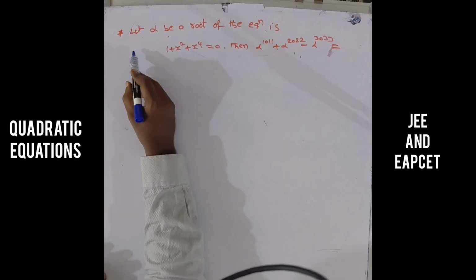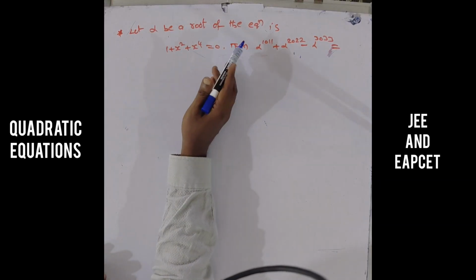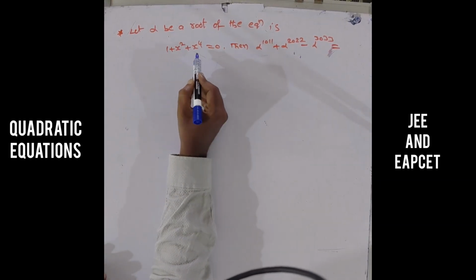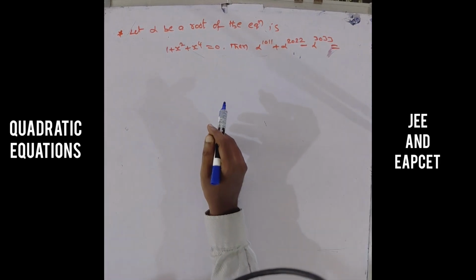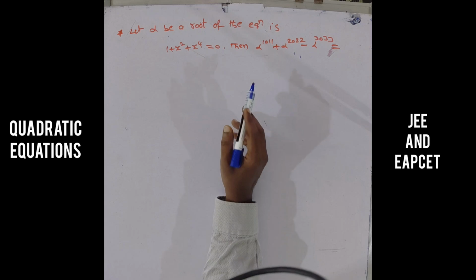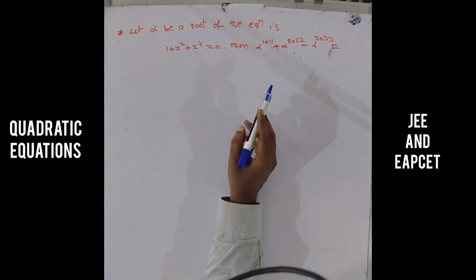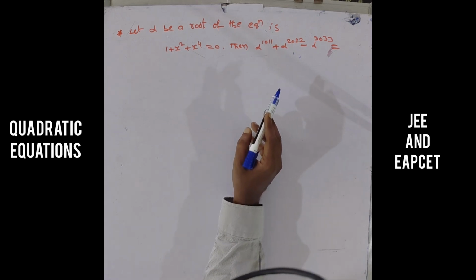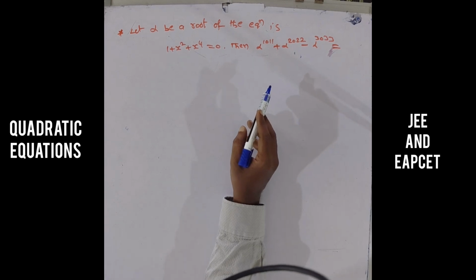That's enough. Another problem: let alpha be a root of the equation 1 plus x square plus x power 4 equal to 0. Then find alpha power 1011 plus alpha power 2022 minus alpha power 3033.